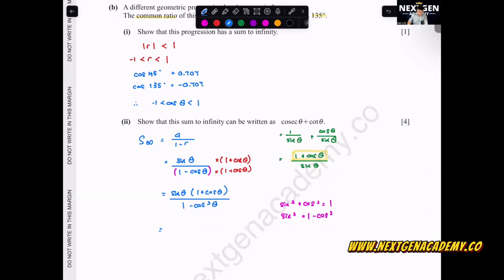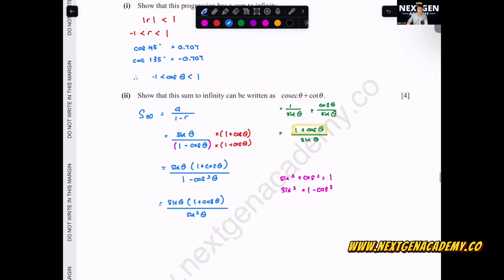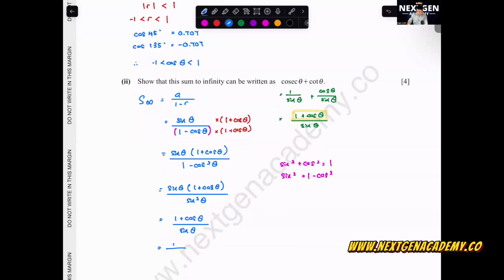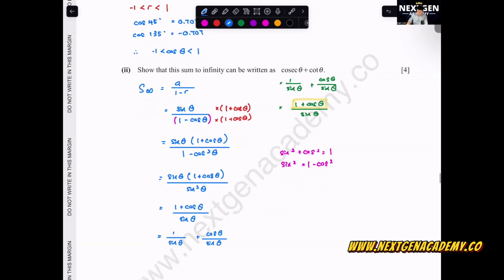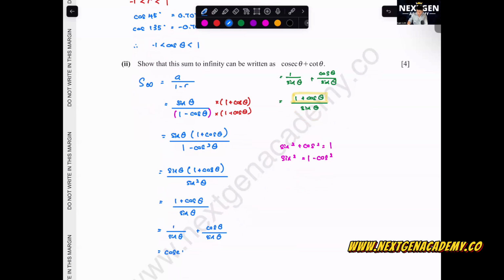So I can rewrite the bottom part as sine square theta, which we can cancel: sine theta over sine square theta, to become 1 plus cos theta over sine theta. Then we can split it up: 1 over sine theta plus cos theta over sine theta, which will give us cosec theta plus cot theta.